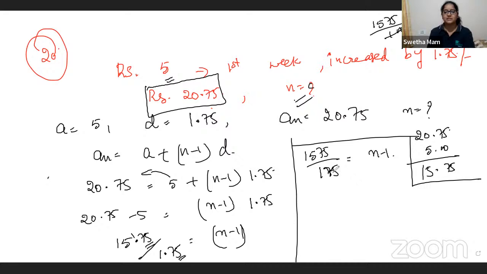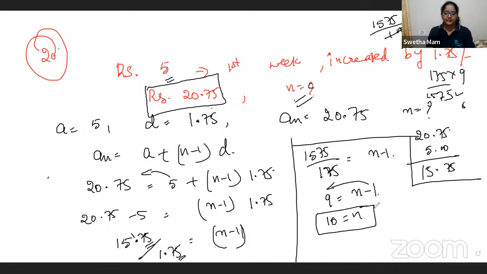See how many times it is divisible. 175 into 9, I think. 9 5s are 45. Yes, exactly. It divides 9 times. So n minus 1 is equal to 9. Take this minus 1 to left hand side. 9 plus 1 becomes 10. So n is equal to 10. So in 10 weeks her amount will become 20.75 rupees. Got it, children?